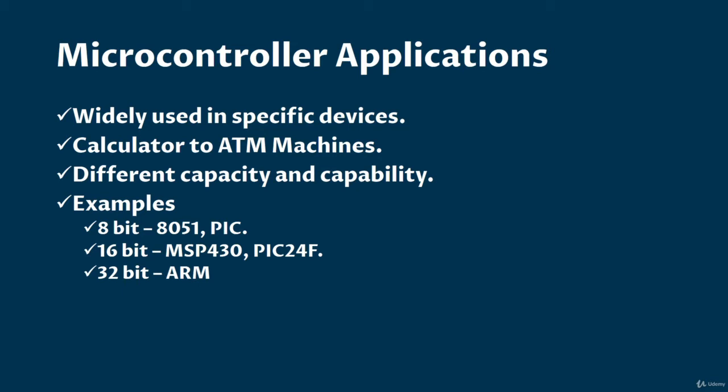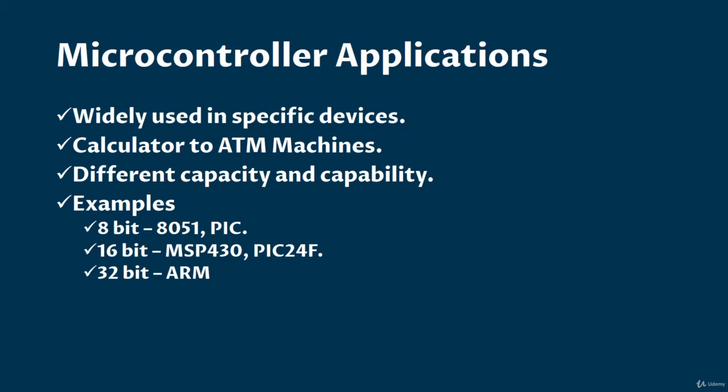So there are many microcontrollers available in the market. For example, in 8-bit microcontrollers, we have very popular units like 8051, PIC controllers, AVR controllers. In 16-bit, we have PIC24F, mixed signal processors by Texas Instruments, MSP430. These are the examples of 16-bit controllers. And in 32-bit, we have ARM controllers. So these are the few classifications of microcontroller.